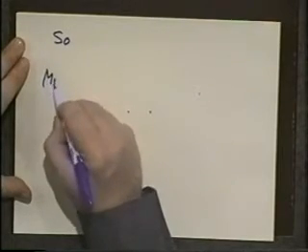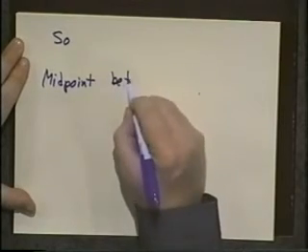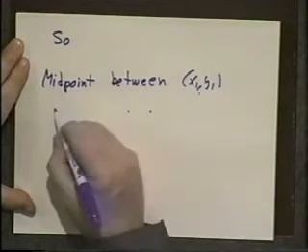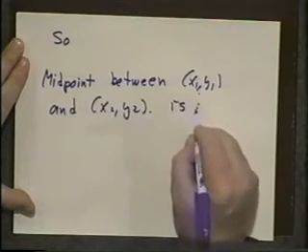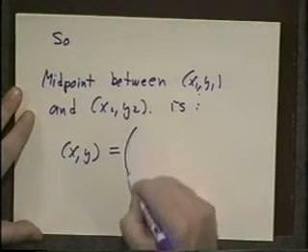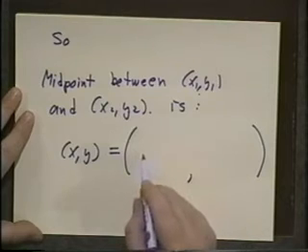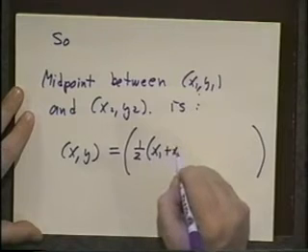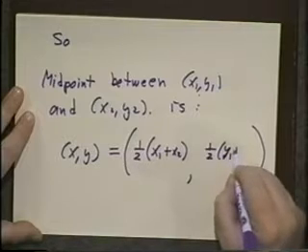So, the midpoint between, let me write out the entire process here, between x1, y1 and x2, y2 is a point x comma y, which has the following coordinates. Each one is exactly halfway between, and so that's the average. 1/2 (x1 plus x2), and the second coordinate is 1/2 (y1 plus y2).